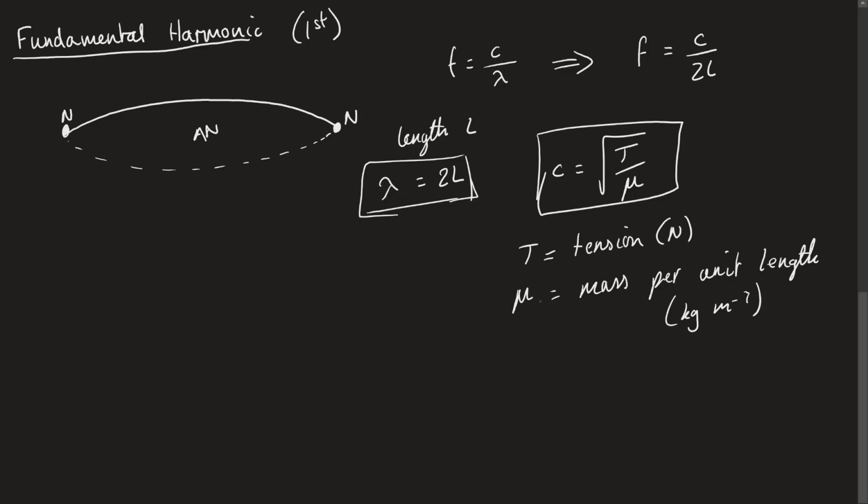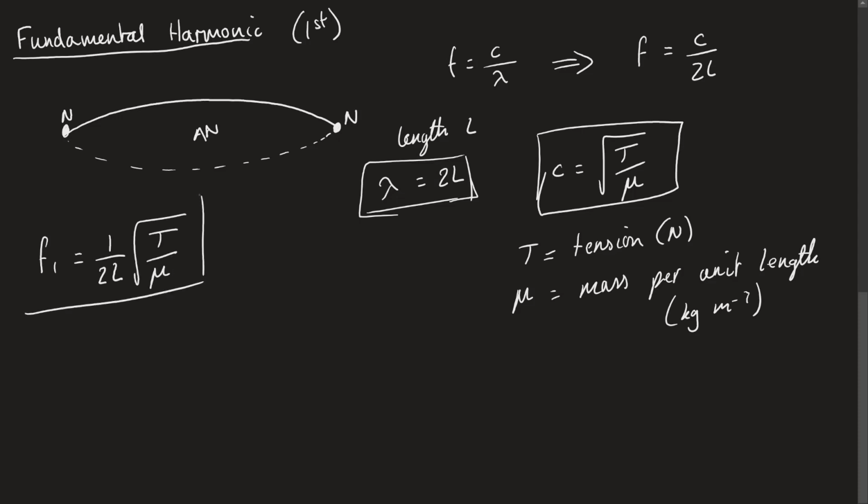So this is what we would technically call linear density, but you don't need to know anything about that. Just know that this square root of T over mu is going to tell you the speed at which this harmonic is moving. Because of this, we can replace the C with the square root of T over mu, and then we can say that the frequency of the first harmonic, so I'm going to call it F1, is equal to 1 over 2L multiplied by the square root of T over mu.